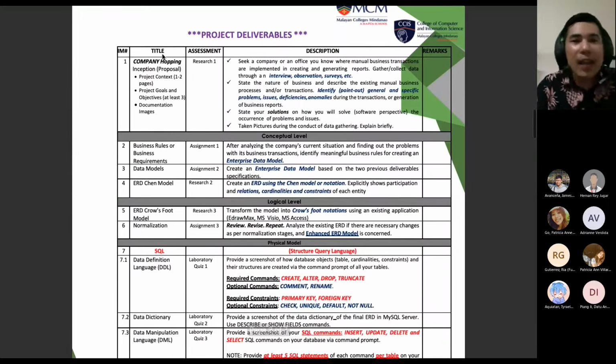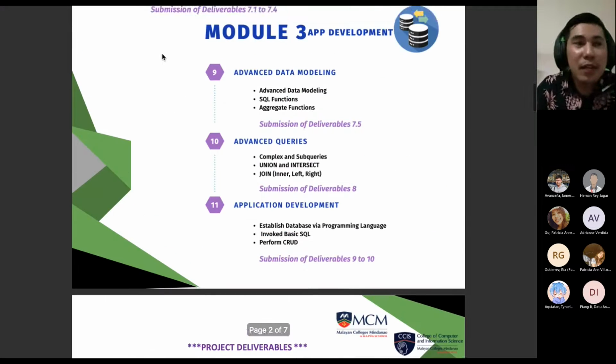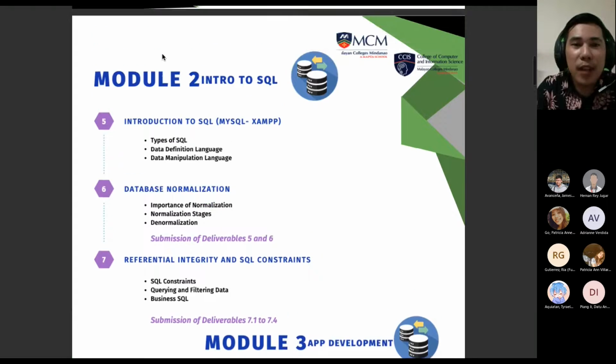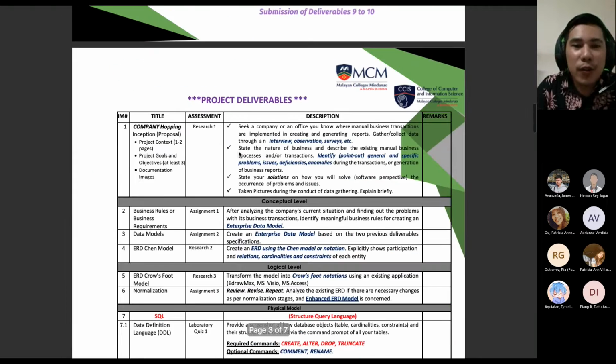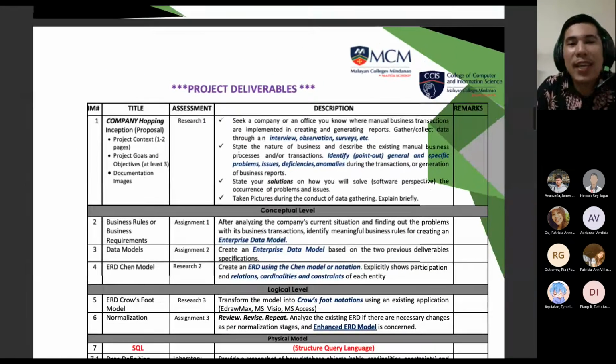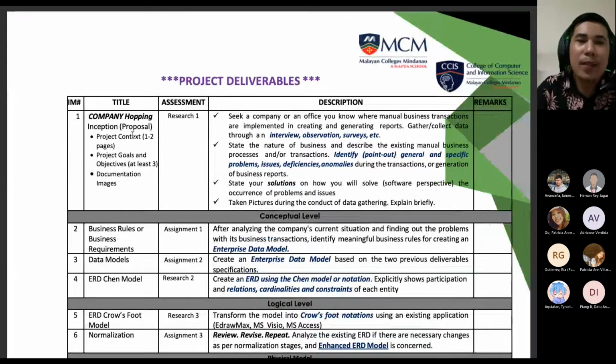So yeah, these are the project deliverables. Rather, I'm talking about every module. So it's also discussed. Ideally, you should have a company. So what is that company? It could be not a company per se. It can be an organization or an office. Okay, so ideally this is what should be done in this course.